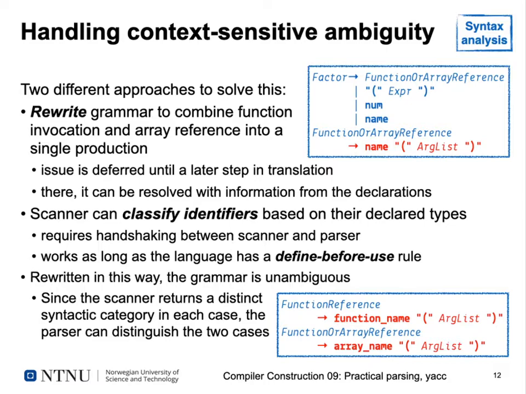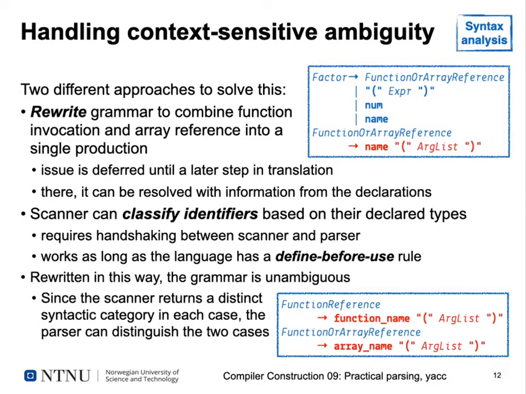Well, in general, there are two different approaches to solve a problem like this. The first is the approach we've always recommended: rewrite your grammar. So rewrite the grammar, as for the handwritten recursive descent parser, and just unify this name, bracket, arglist, closing bracket pattern on the right-hand side, in this production, to indicate it's a function or an array reference. So whenever our parser now encounters something like this, it resolves it to function or array reference. So obviously this only defers the issue until a later step in translation.